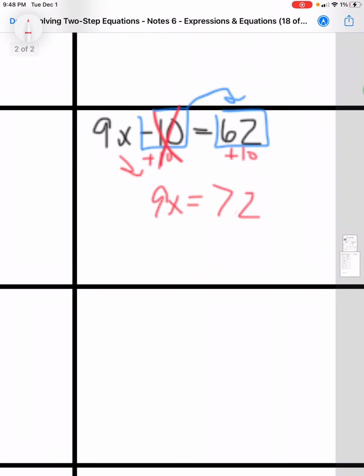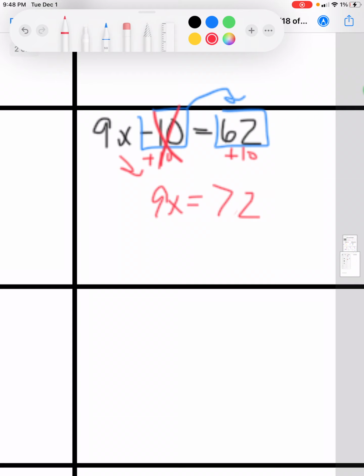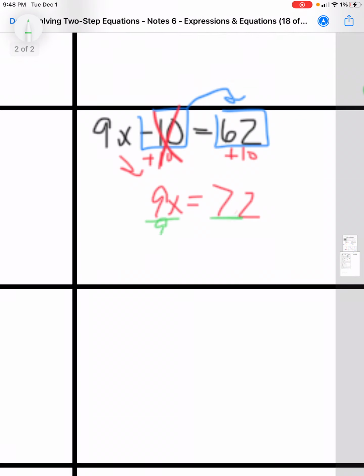All right. Anyways, now how do we get rid of the 9 times x? Yeah, you're right again. Y'all are on a roll, I tell you. You're going to divide by 9. Those 9s go away. I'm left with x is going to equal 8. 72 divided by 9 is 8.